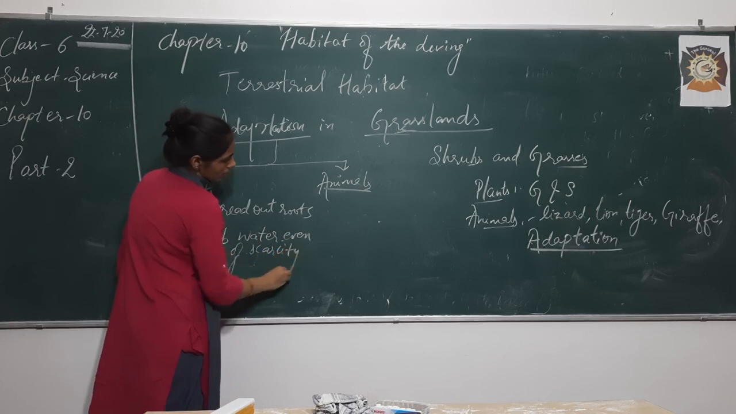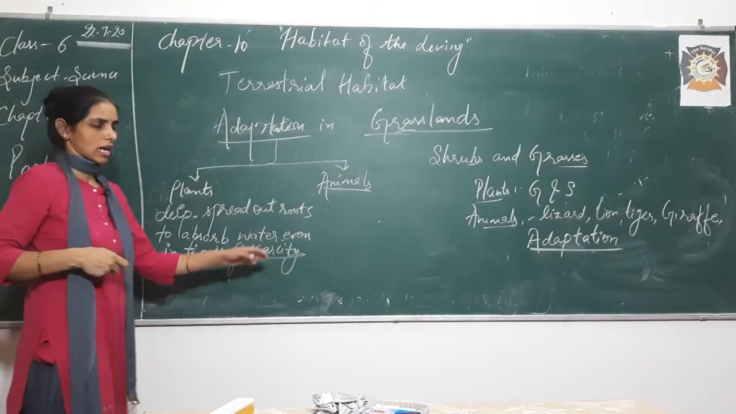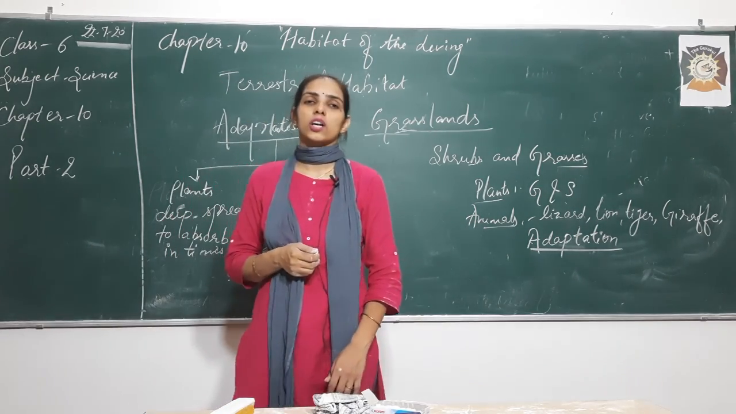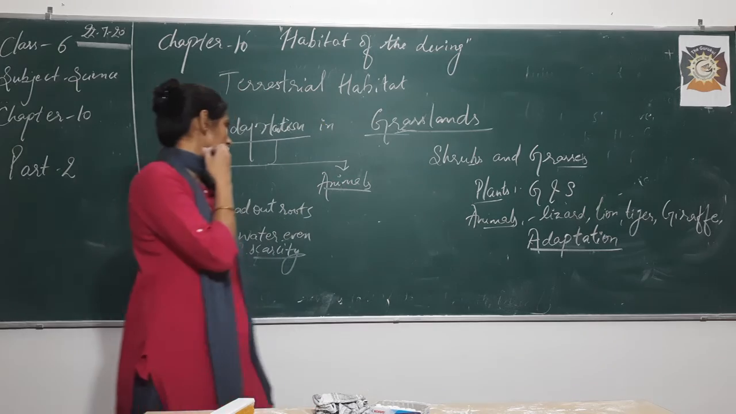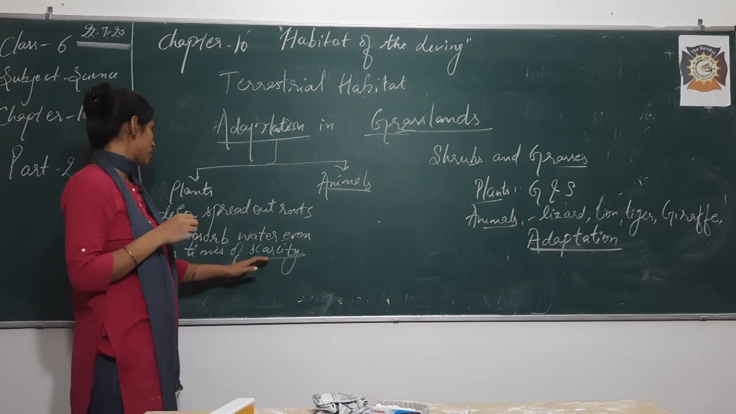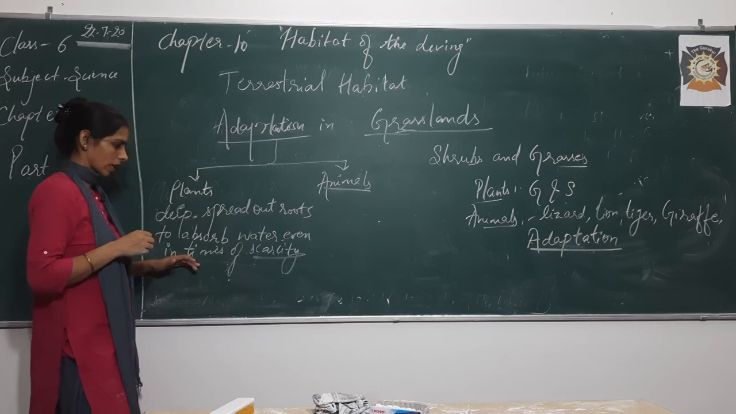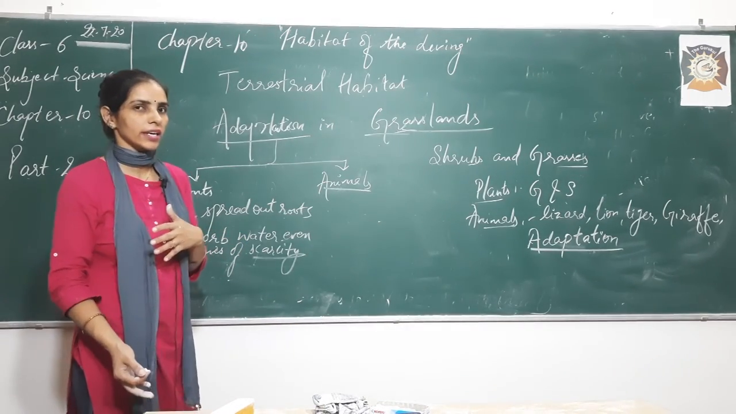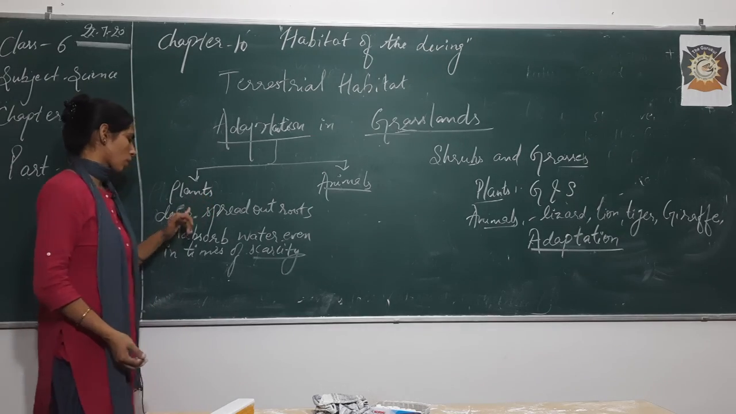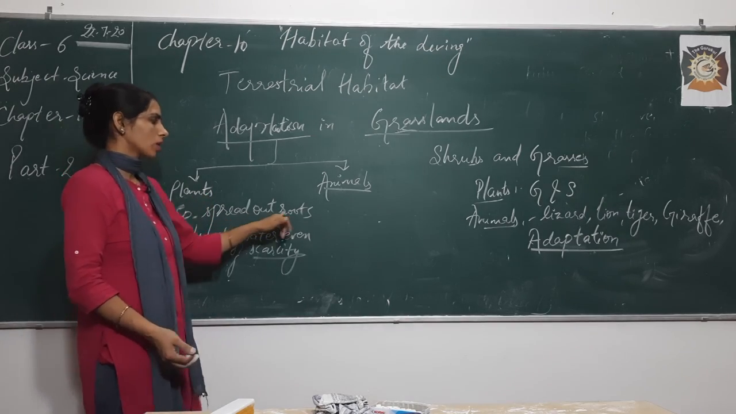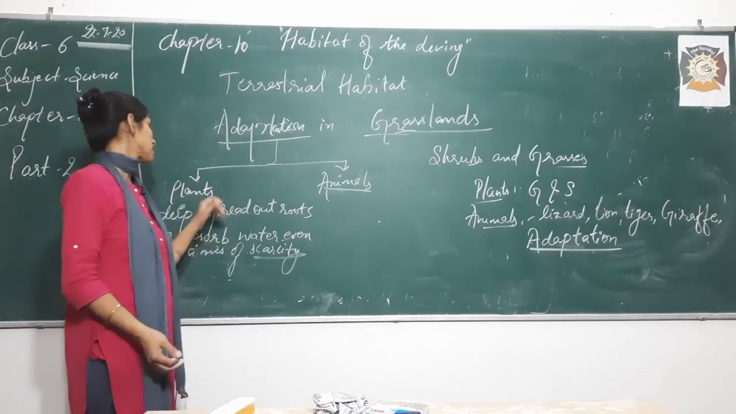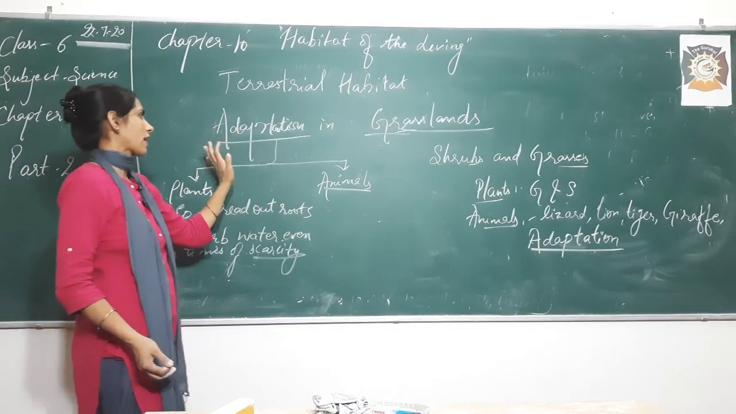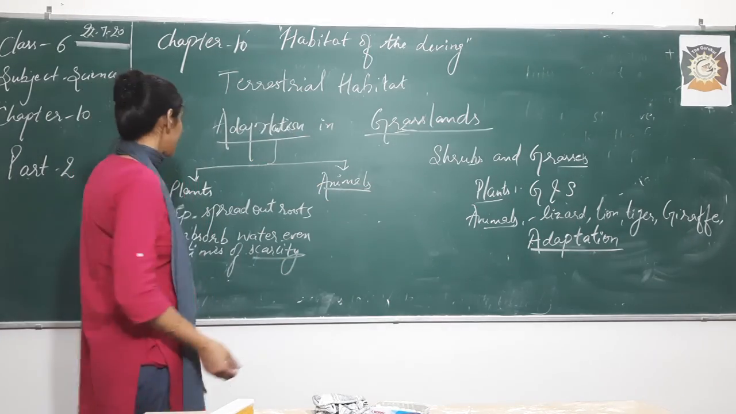Now again, students may get confused with the word scarcity. What scarcity means? Scarcity means shortage, okay? So when the plants are facing shortage of water, in that time, to absorb the water from the deeper area, these plants are actually provided with deep spread out roots. So this is the adaptation of the plants living or surviving in grasslands, right?